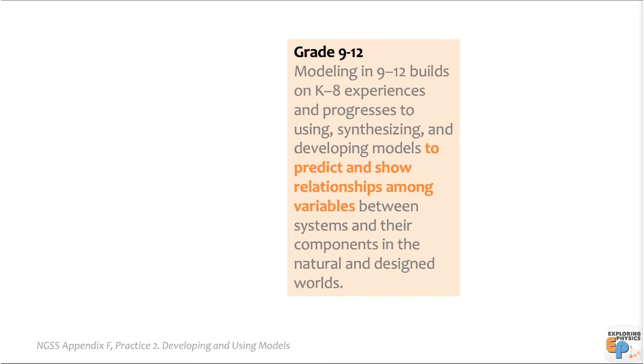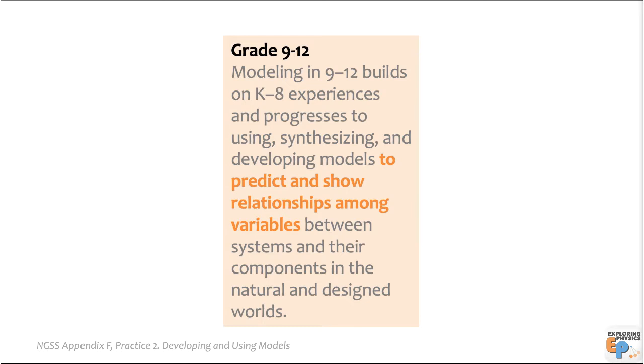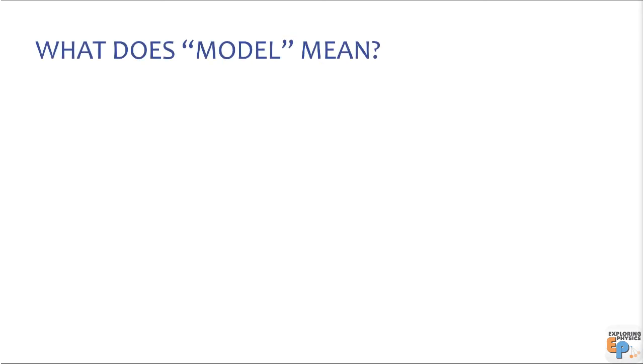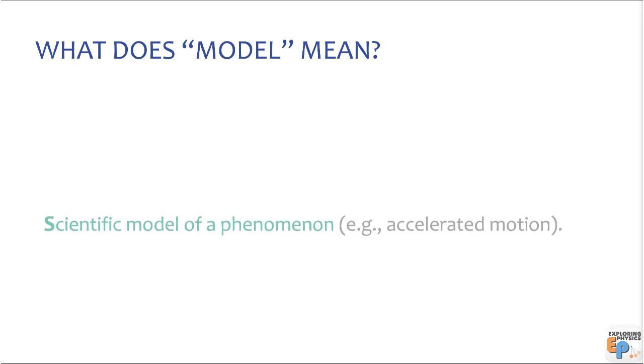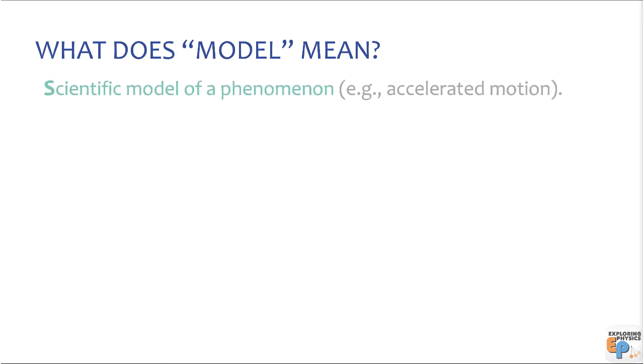Developing and using models means different things in different grades. We will focus on high school science and engineering practices, where the emphasis is on developing models to predict and show relationships among the variables involved in a scientific phenomenon. Briefly then, for a high school curriculum, the word model refers to the scientific model of a phenomenon rather than, say, a stick model of an airplane.